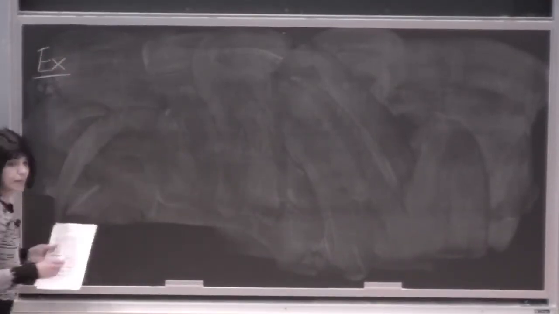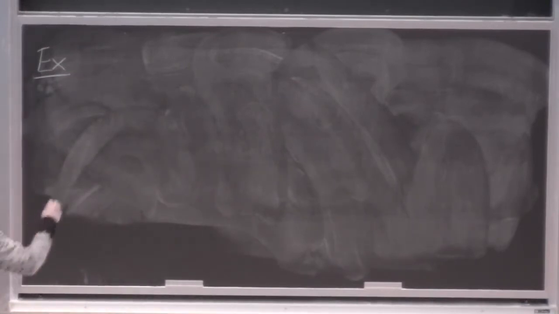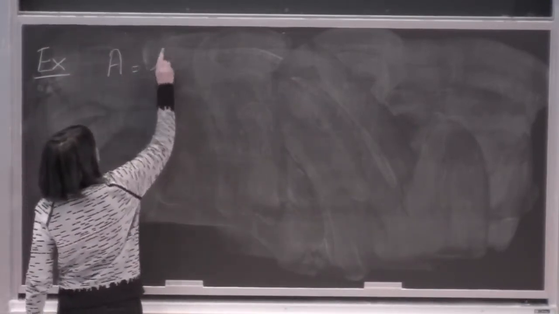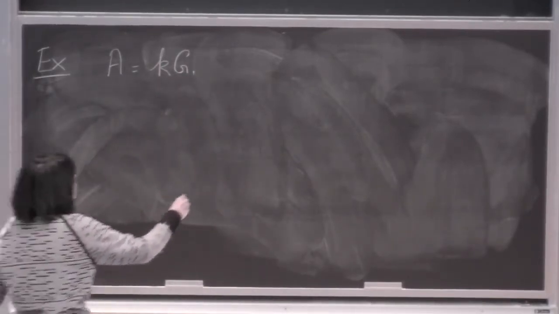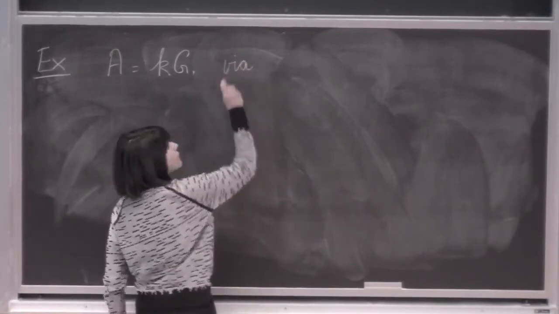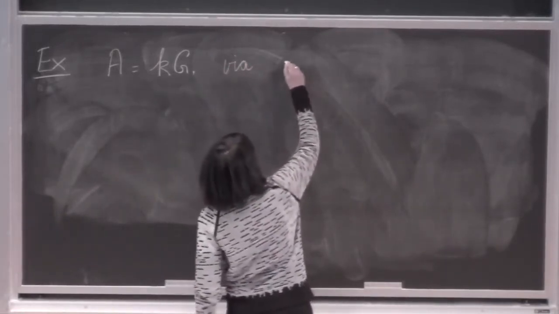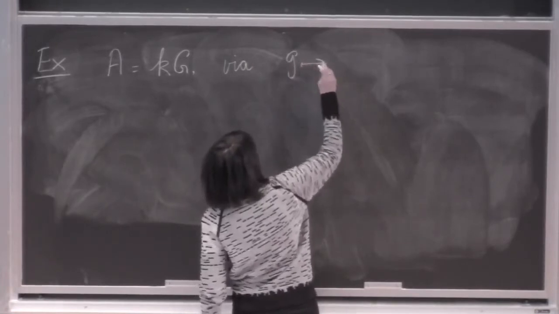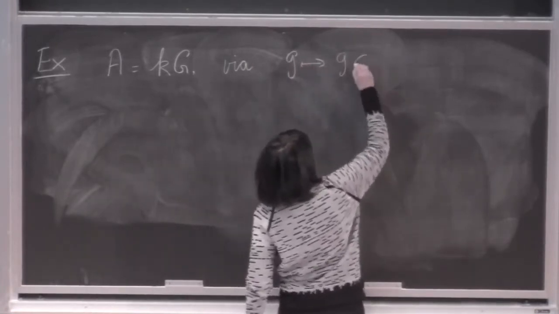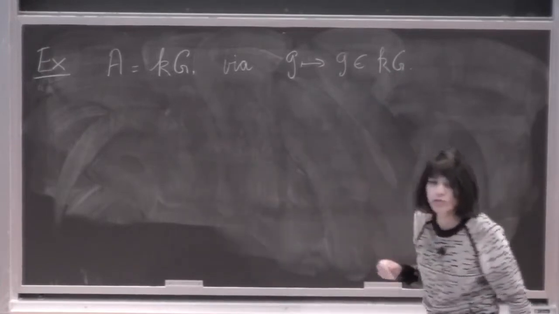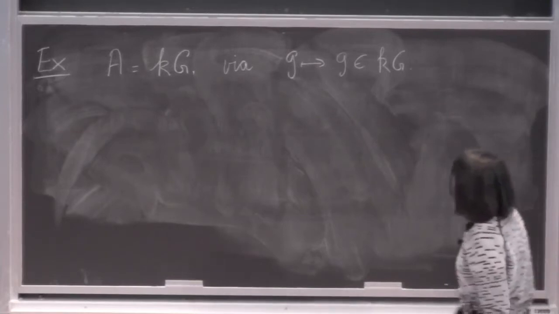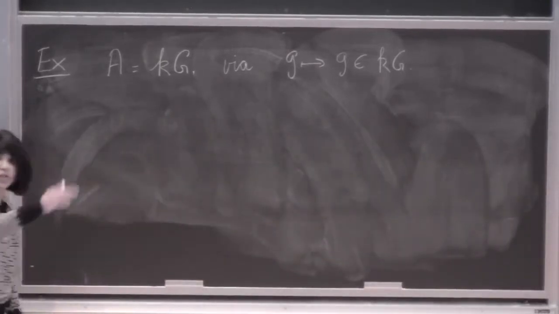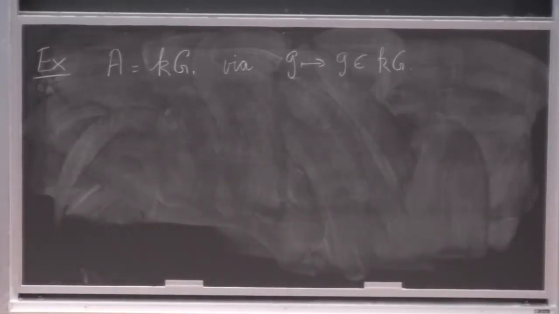Okay, so the first example, maybe you call this the example, is you just take A to be the group algebra kG itself. Okay, and then this is an interior G-algebra just via g goes to g, the most simple-minded way. Of course, this is a G-algebra. I don't have to say anything more. And then the action is by conjugation. So G acts by itself and therefore on its group algebra by conjugation.